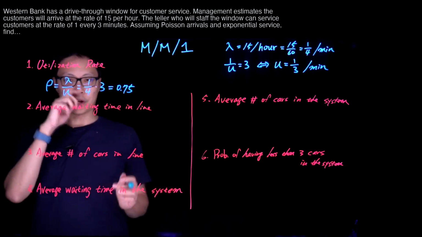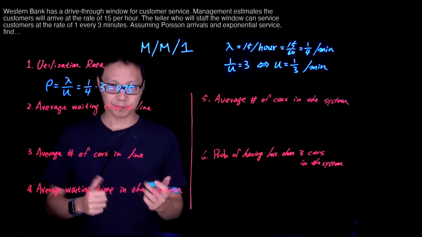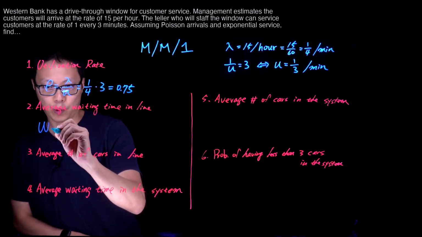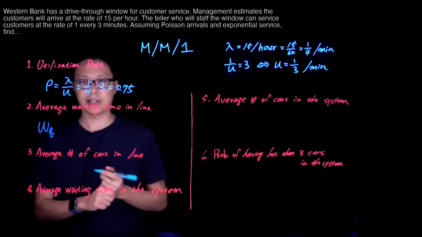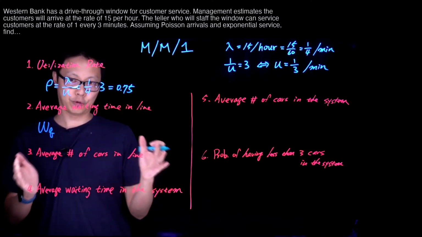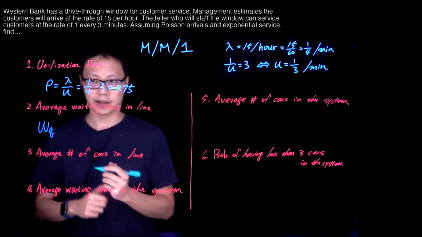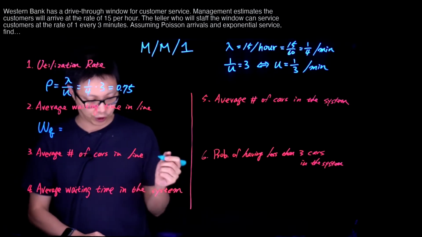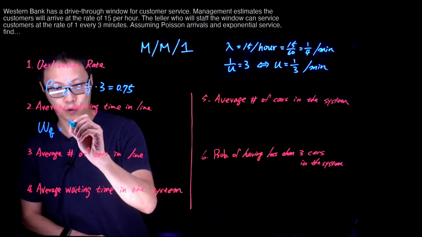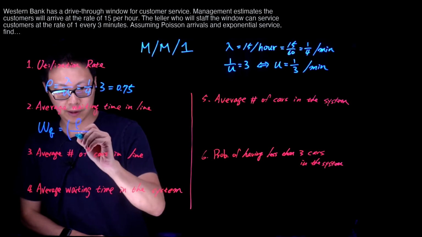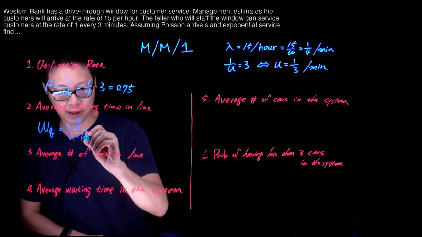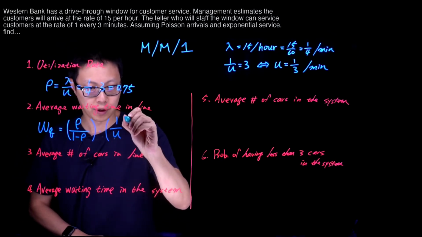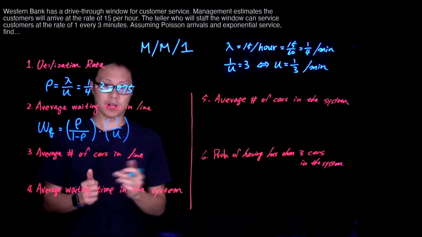And the first thing we want to calculate here is the average waiting time in line. And remember the formulations for that. The waiting time in line means we want to calculate WQ. Q means the queue, so WQ will be the waiting time in line. And since we have M/M/1/Q, the formulation is equal to rho divided by 1 minus rho times 1 over mu.